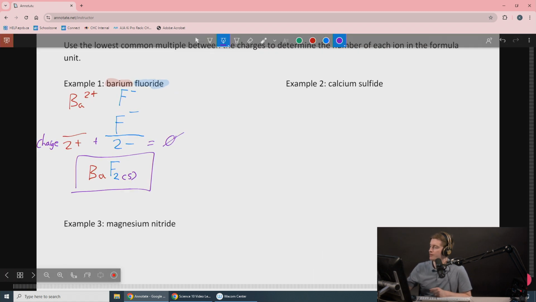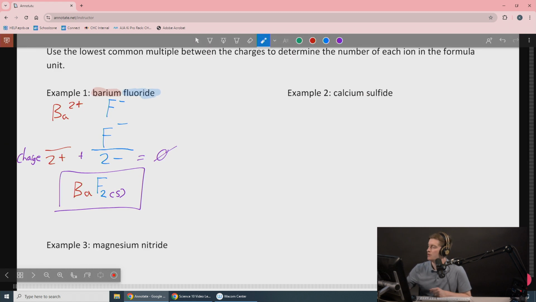If you take a look over here at the next one, example 2, calcium sulfide, we'll work through this one as well. The first name in the formula is our cation. The second name is our anion. Calcium, if I go back to my periodic table, which I'm not going to do, but you are welcome to do so just so that you get the feel for it. Calcium, you'll find it's number 20. Calcium has a 2 plus charge.